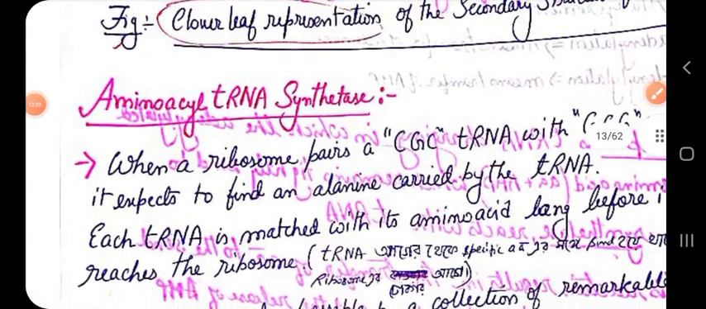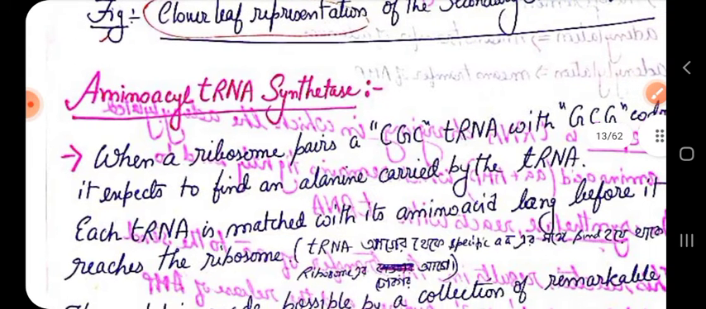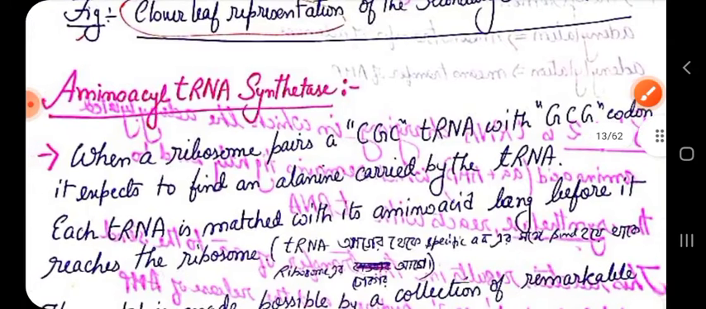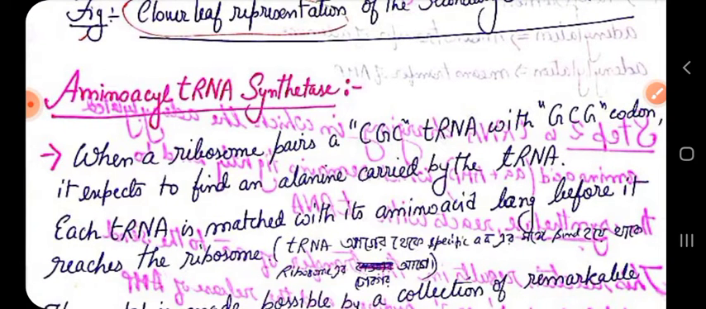Now, the next thing that I want to say is about the enzyme which catalyzes the attachment of amino acid to the tRNA, and the name of the enzyme is aminoacyl tRNA synthetase. Now let us see what it says in these notes. So when a ribosome pairs with CGC tRNA with GCG codon, it expects to find an alanine carried by the tRNA.